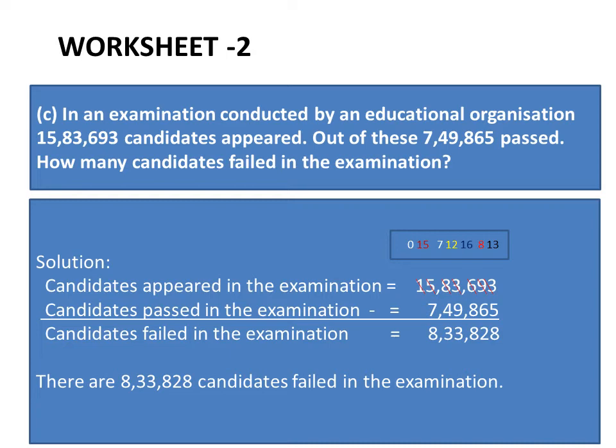Then we will write the third statement, and the third statement is candidates failed in the examination is equal to, everyone knows the subtraction, so the answer is 8,33,828, and the last statement is there are 8,33,828 candidates who failed in the examination.